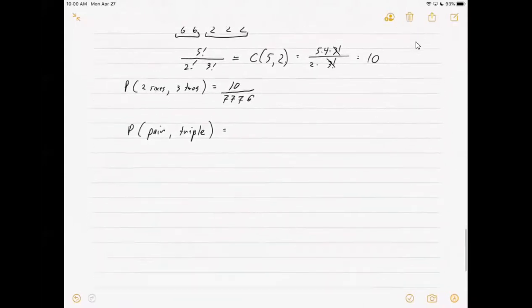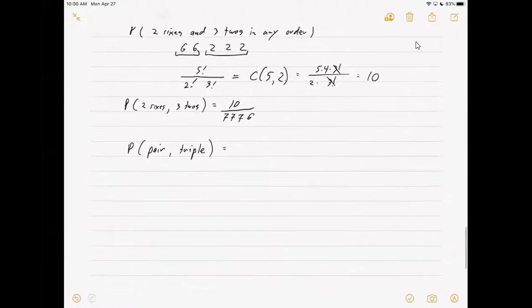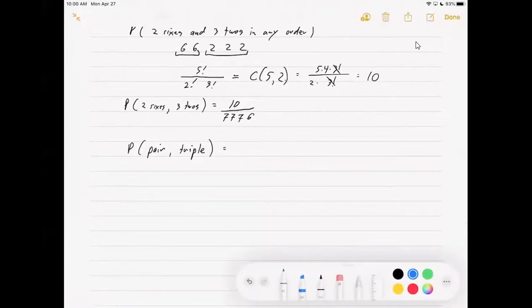So we want to get two of a kind and three of a kind, so a pair and a triple, I'll call that. So how does that change the previous answer? All right, well, it's the counting principle all over again. How many ways could we have? Let's assume that the pair comes first.